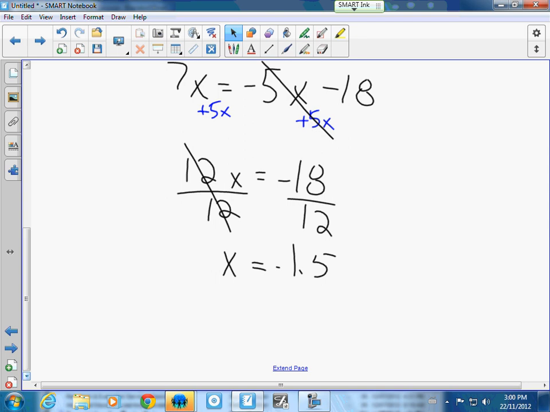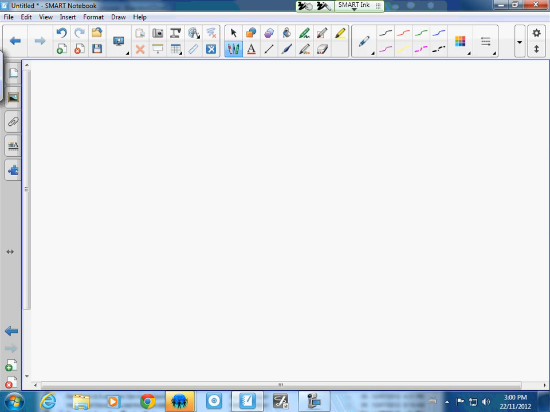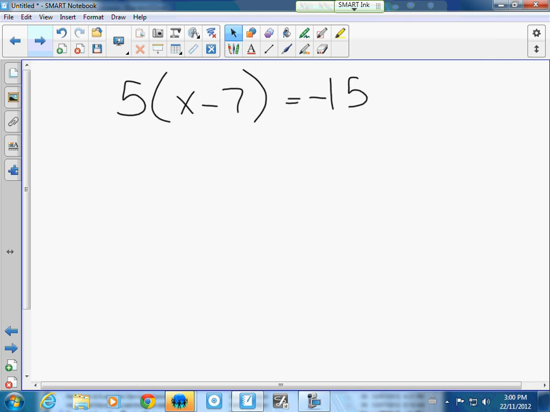Okay, so now the next one we're going to add some brackets in. So we have 5 and in brackets, x minus 7 equals negative 15. So guys, the rules of this are still the same. To do this, you have to get the variable by itself. Is the variable by itself? No, it's got a 7 in there, it's got some brackets, it's got a 5 out the front.